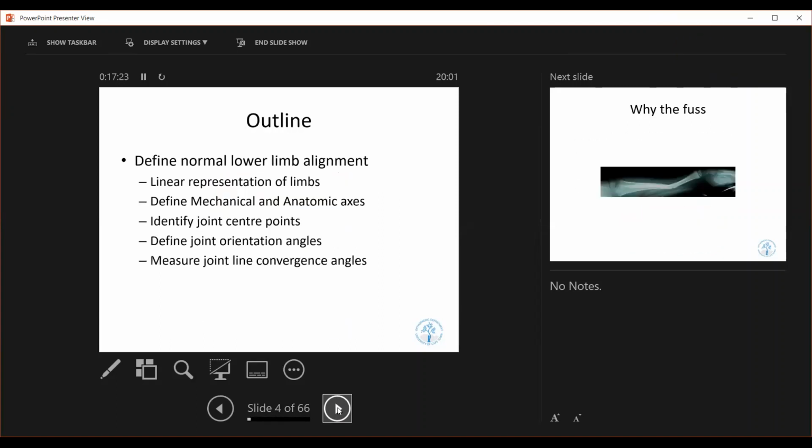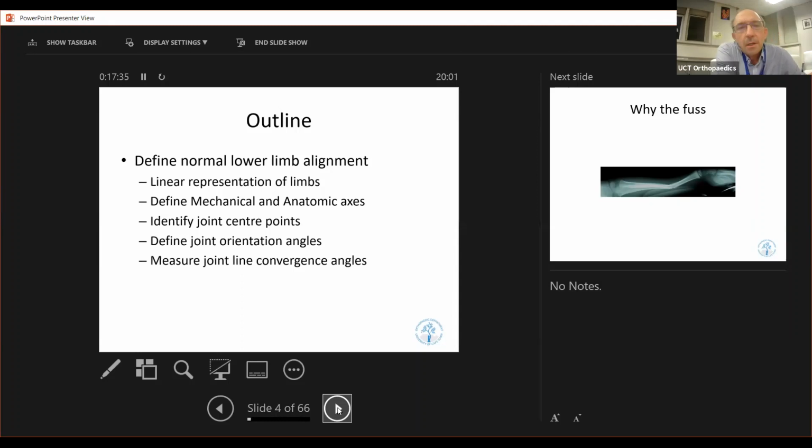So we're going to quickly look at, and this is from another talk, defining normal lower limb alignments, bearing in mind that if we want to simplify it, we're going to try and make a linear representation of limbs, touch on that difference between anatomic and mechanical axis, centers of the joints, define the joint orientation angles, and try and just make sense of the angles that we tend to use, but sometimes get a little bit mixed up about.